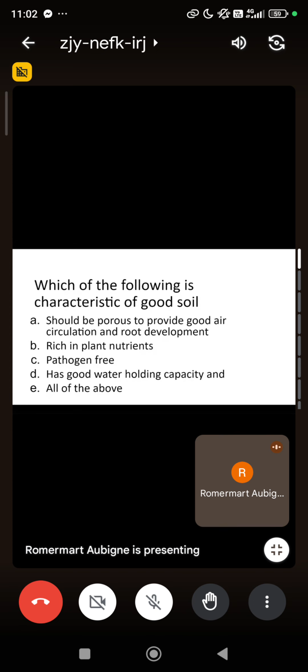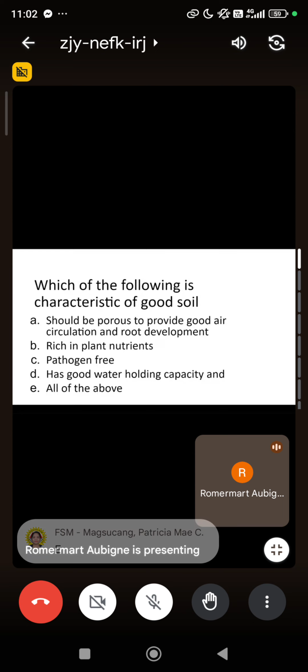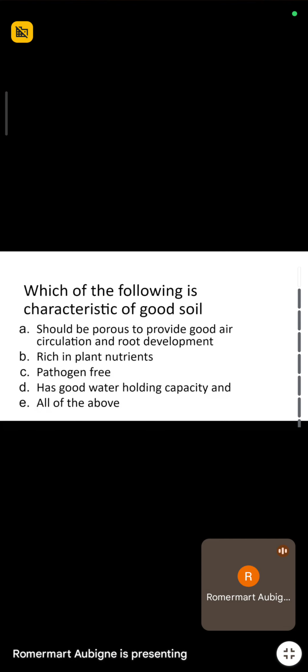Next, which of the following is a characteristic of good soil? A. Should be porous to provide good air circulation and root development. B. Rich in plant nutrients. C. Erosion-free. D. Has good holding capacity. And E. All of the above. So the correct answer is all of the above, lahat po yan ay kailangan ng ating characteristic ng good soil, no?